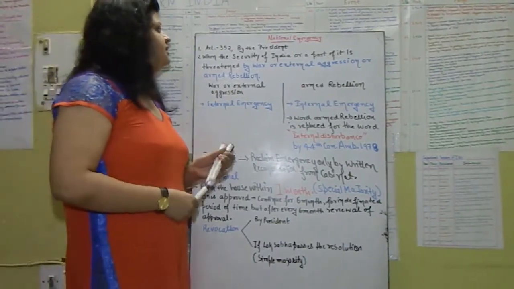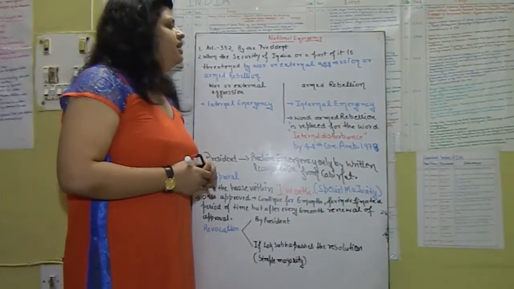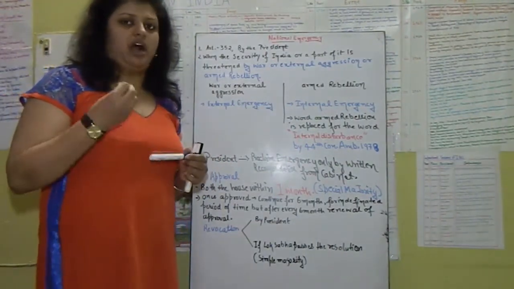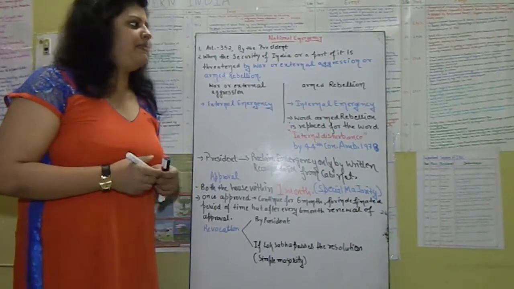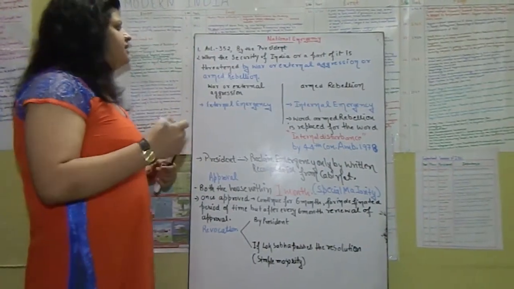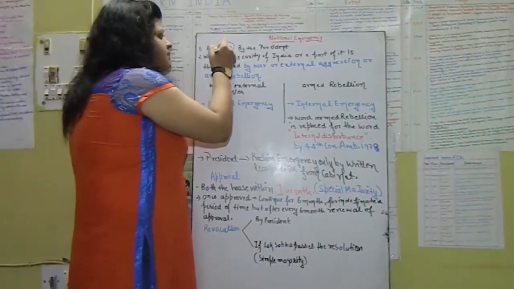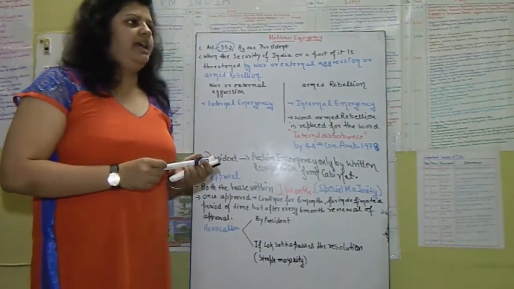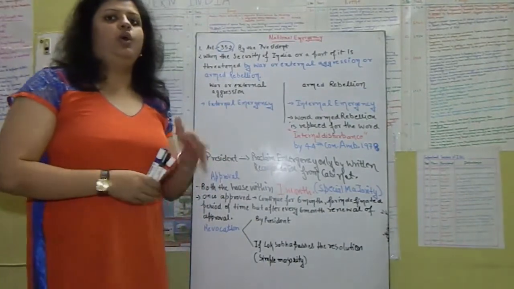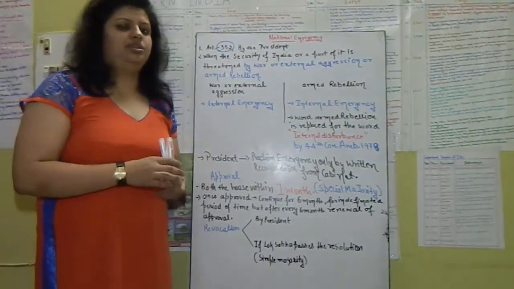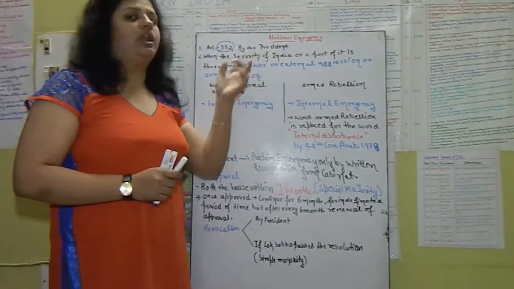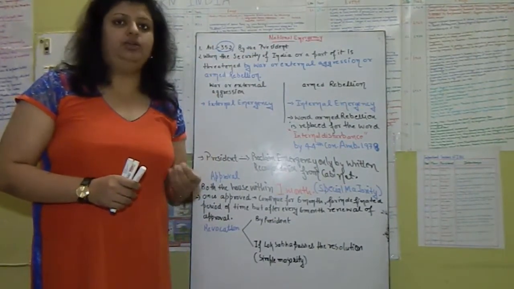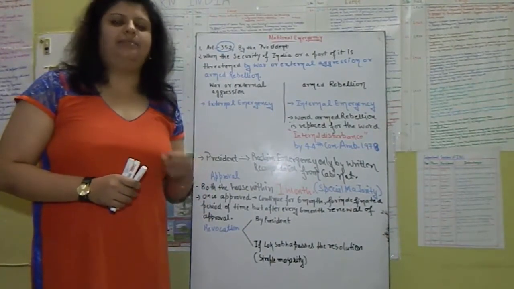So let's start. First of all, when we start national emergency, we should know under which article national emergency came. So national emergency came under Article 352. So Article 352 deals with national emergency, and then the next question arises, who proclaimed national emergency? So national emergency is proclaimed by the President of India. No other authority has the power to proclaim national emergency except the President of India.